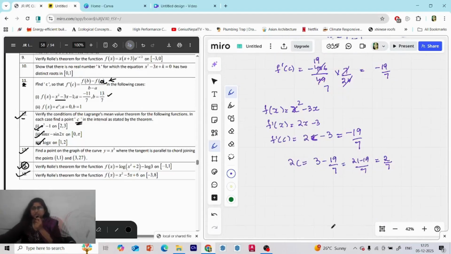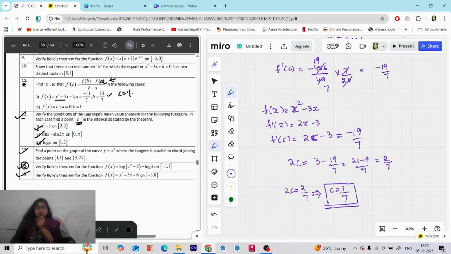If 2c is 2 by 7, what is c? 2c is equal to 2 by 7, meaning c is equal to 1 by 7. So there it is. Our value of c is 1 by 7.